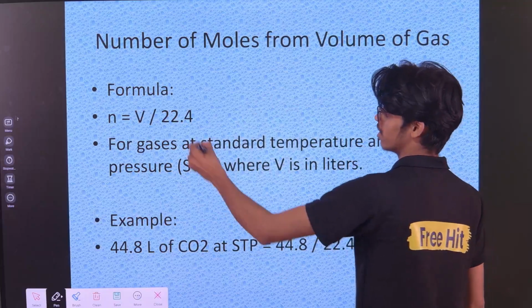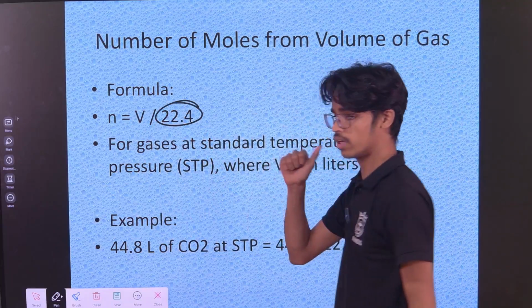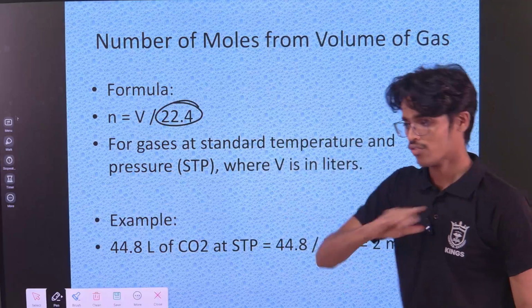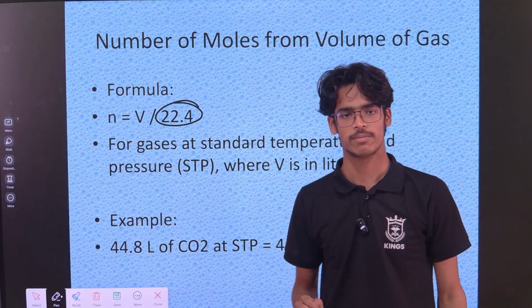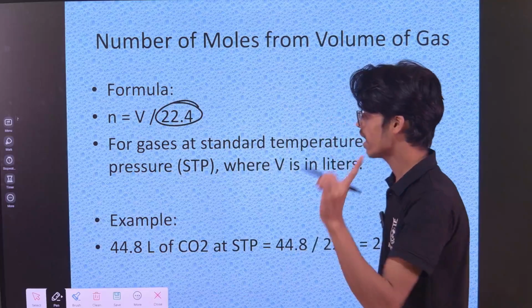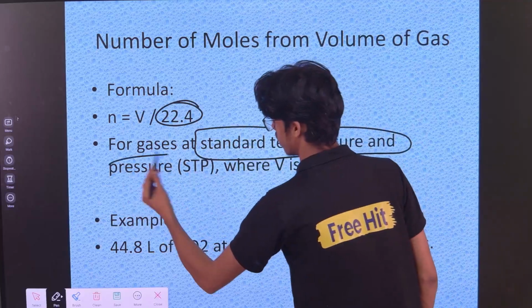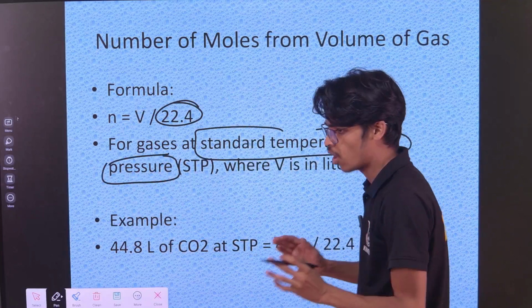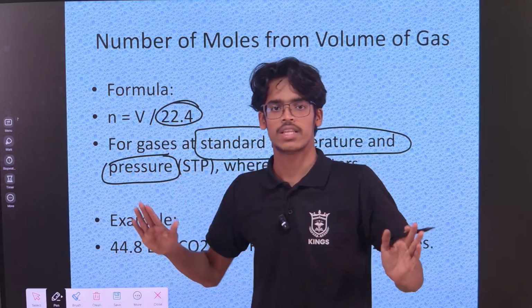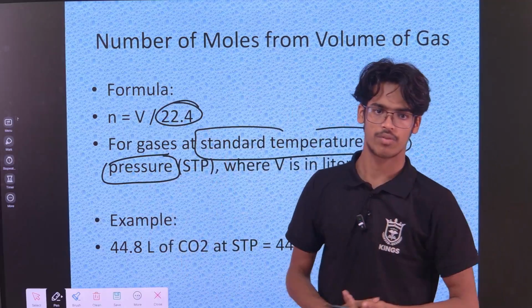And remember, this 22.4 liter rule is only valid for 1 mole of any gas having 22.4 liter only and only at STP, that is standard temperature and pressure conditions. Okay. If the gas is not at those conditions, then you cannot say that 1 mole is equal to 22.4 liter. You are wrong.